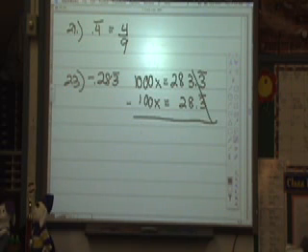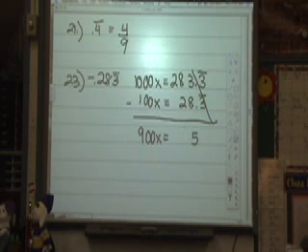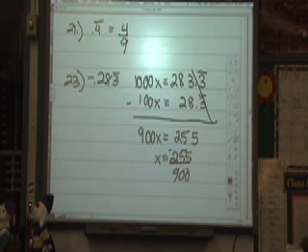What's 1,000x minus 100x? What's 28 from 283? 255. And then we make the fraction. The fraction is 255 over 900. It's negative. Can that be reduced?